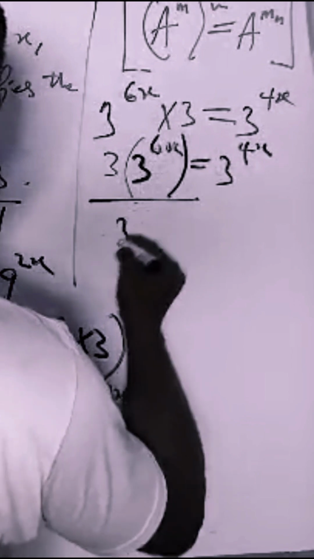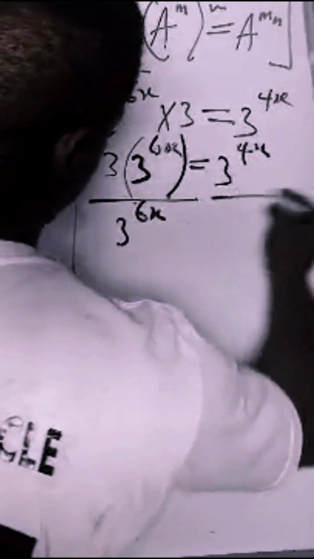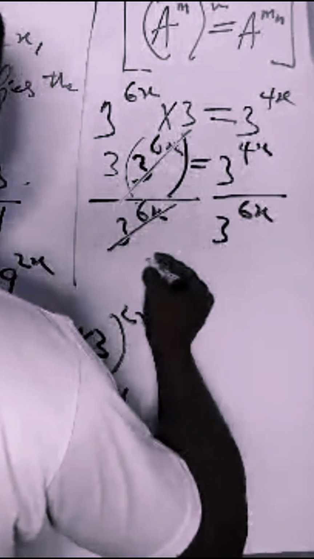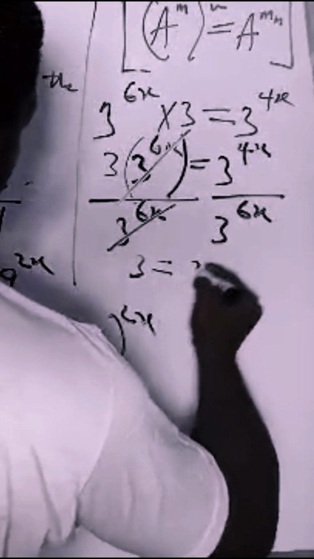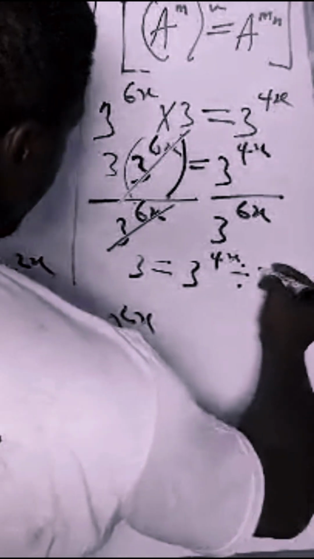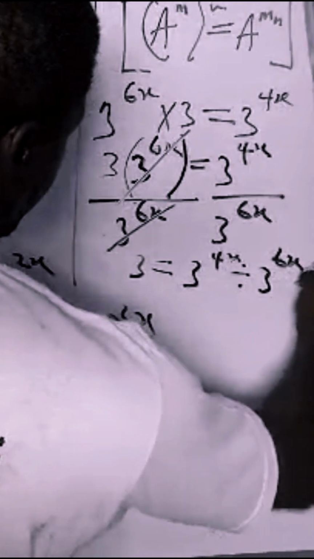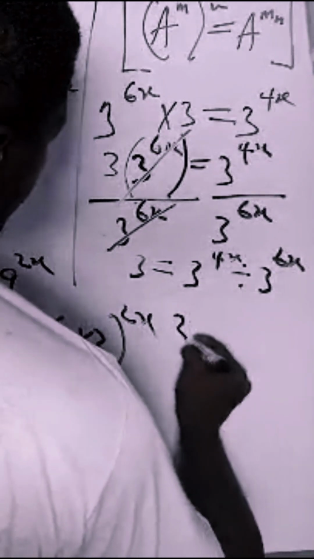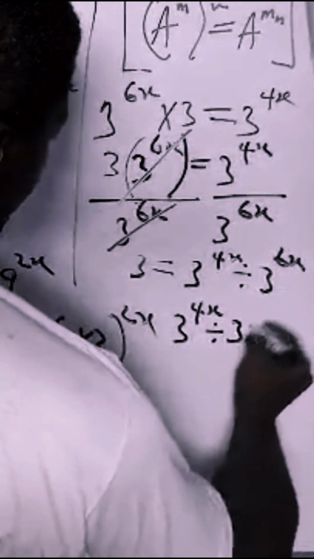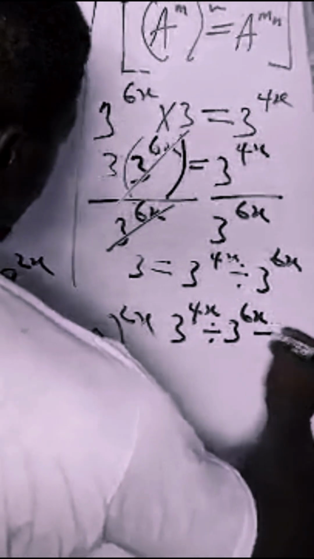Yes, we'll do that one. 3 raised to 6x divided by 3 raised to 6x. So this we strike. What is left is 3, and that is equals to 3 raised to 4x divided by 3 raised to 6x. Now we have 3 raised to 4x divided by 3 raised to 6x is equals to 3.